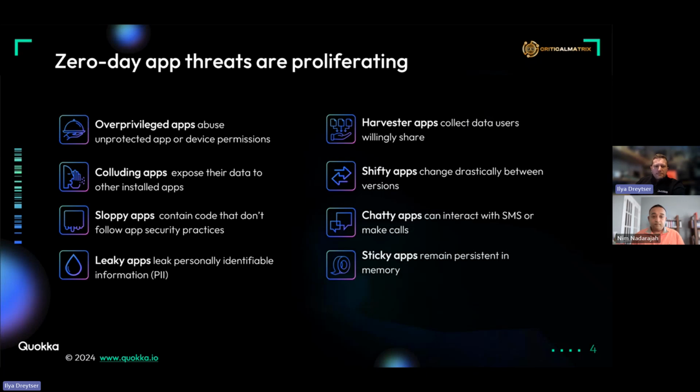But there are leaky apps, which are just leaking your PII, your credentials, or information that could be used against you. There are harvester apps like TikTok, but plenty of other apps that only exist really to slurp up as much data as you're willingly sharing with them. But the thing that we find really interesting in this list are the colluding apps, because as I said earlier, every app has its own data store, and it really shouldn't share that with others.